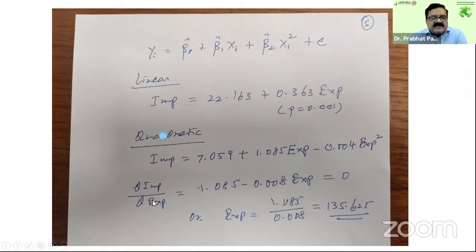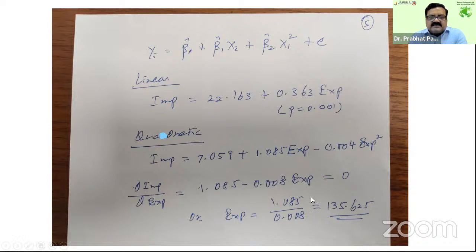So here I'm using calculus. I'm finding out dIMP divided by dEXP. That means we're differentiating this equation with respect to expenditure. When we differentiate, we get this equation and we put it equal to 0 as the first order condition. So we get expenditure equal to 135.625 in the calculations.